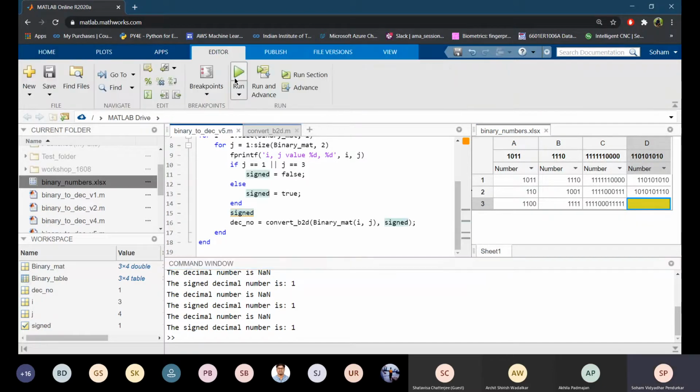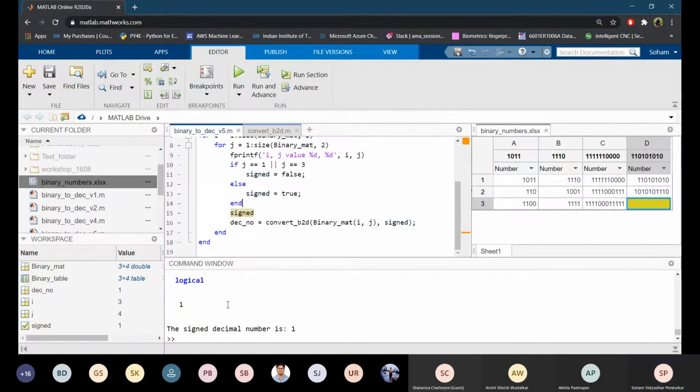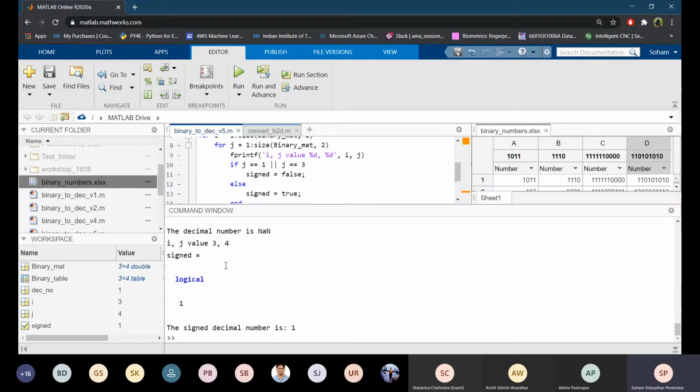Editor, run this. Okay, see now the input is coming up and we are getting a little bit of information on what is going on.